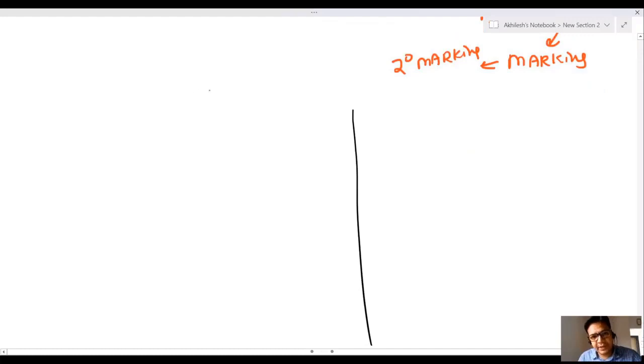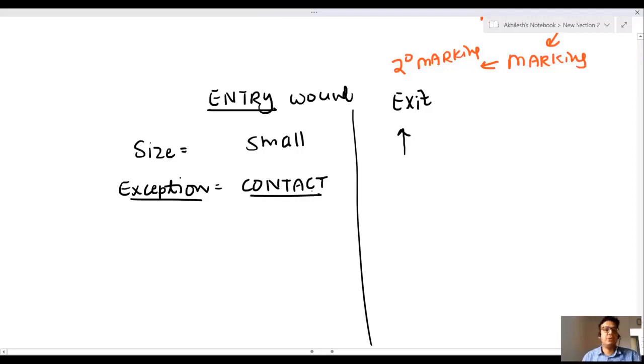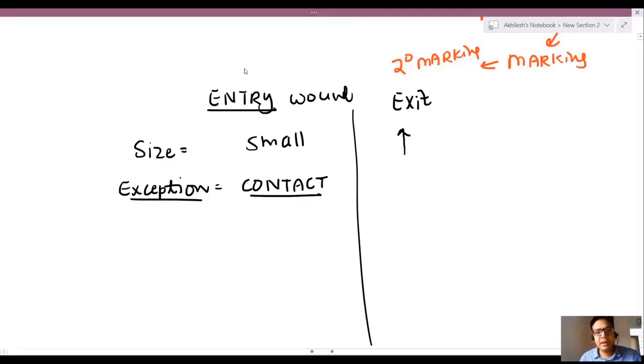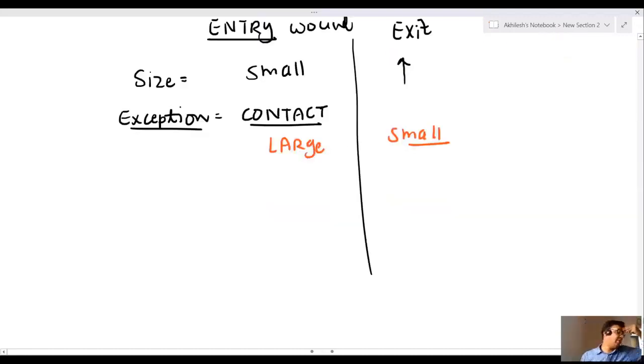Now, sir, how to differentiate entry wound from exit wound? First see the size. Entry wound is generally small in size. Exit wound is comparatively large. Small, large. But, sir, there is an exception: that is contact shot, contact point blank. In point blank, the entry wound is large and the exit wound is small.